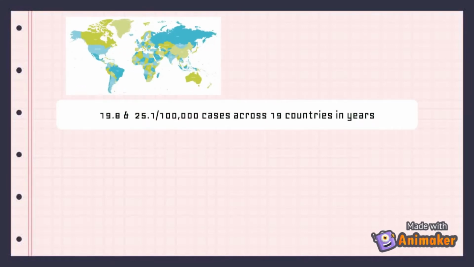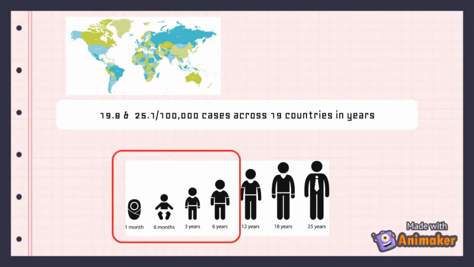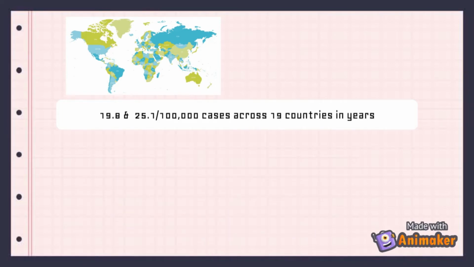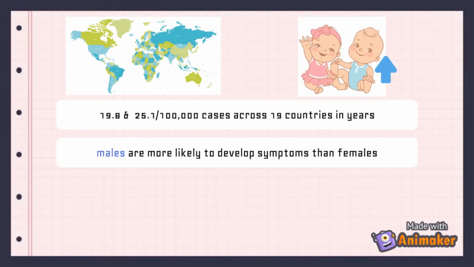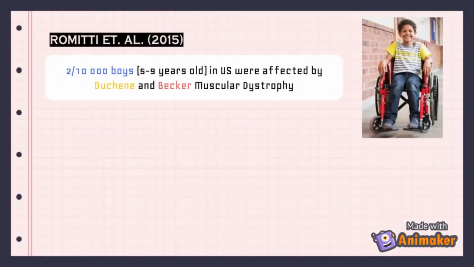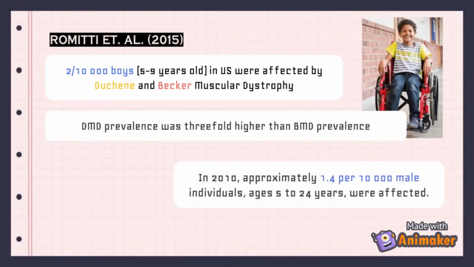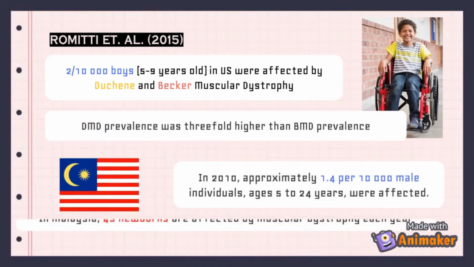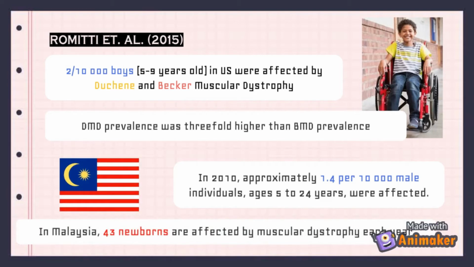The prevalence of muscular dystrophy is found to be 19.8 and 25.1 per 100,000 cases across 19 countries. Muscular dystrophy can occur at any age, but most diagnoses occur in childhood. Based on the previous study, the researcher found that males are more likely to develop symptoms than females. And according to Tiadom et al., myotonic, Duchenne, and facioscapulohumeral muscular dystrophy were found to be the most common types of disorder. A study in Malaysia found 43 newborns are affected by muscular dystrophy each year.